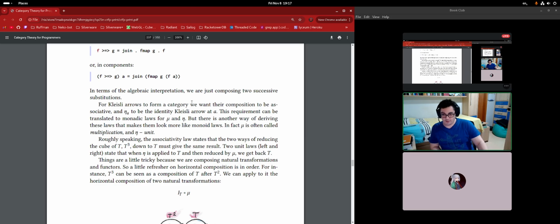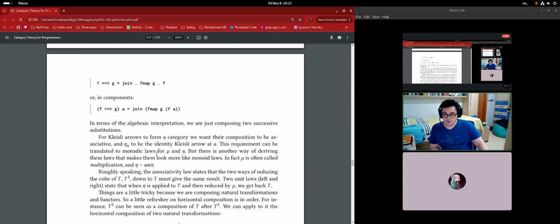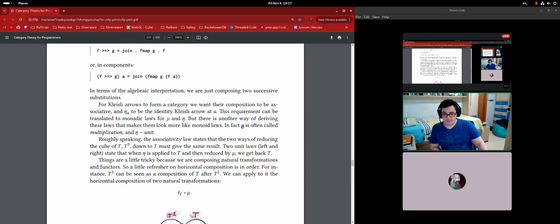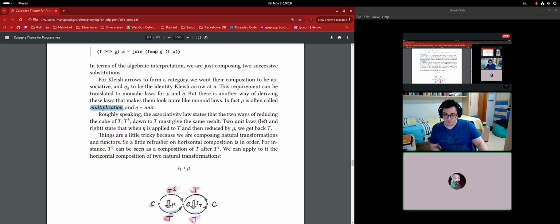Anyway, so the Kleislis form a category. To form a category, we want their composition to be associative and the eta at A to be the identity Kleisli arrow at A. This requirement can be translated to monadic laws, as we already saw, right? But there's another way of deriving these laws where they look like monoid laws. So the mu is going to turn into multiplication, and eta is going to be the unit.